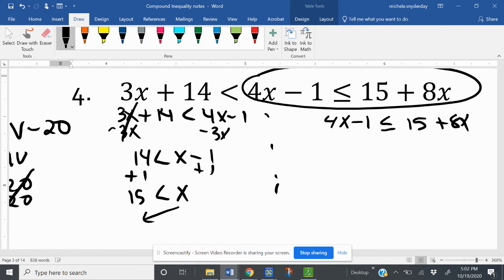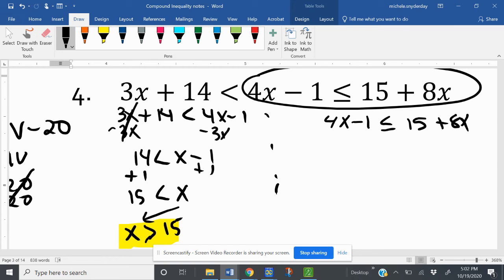But remember, we want the x in front, so we have to rewrite it as x, and the open part is towards the x, and the pointy part's towards 15. So this is the inequality we're going to graph.